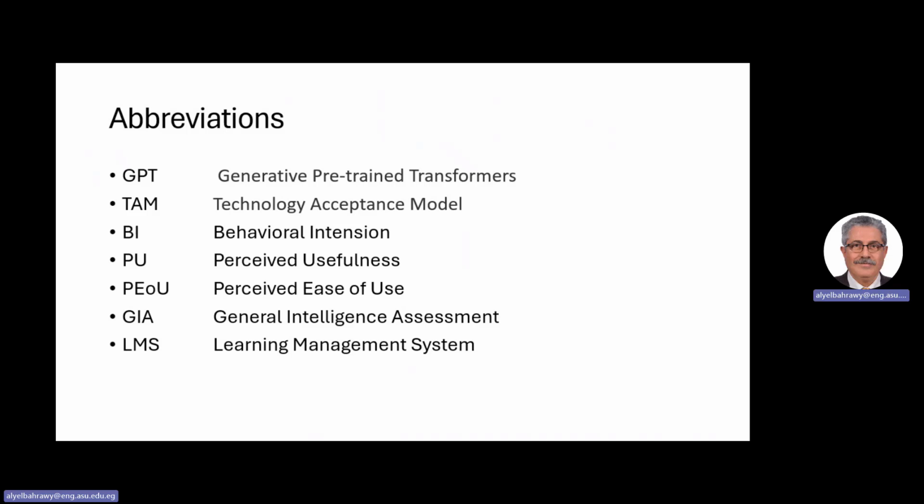Before we get into the details, there are some abbreviations that are important when talking about artificial intelligence and education. GPT, Generative Pre-trained Transformers; TAM, Technology Acceptance Model; BI, Behavioral Intention; PU, Perceived Usefulness; PE of U means Perceived Ease of Use; GIA, General Intelligence Assessment; and LMS is Learning Management System.